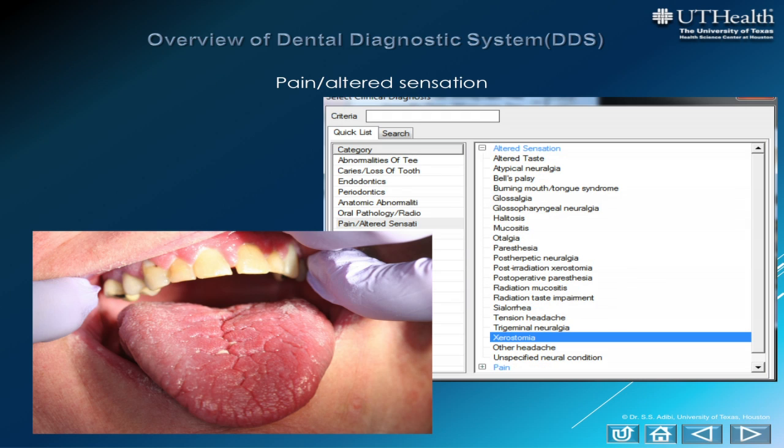The pain and altered sensation category consists of altered sensation, pain, and behavioral dentistry. This 55-year-old Caucasian female patient presented with the chief complaint of dry mouth that changed her ability to taste food, and she felt she occasionally had bad breath.